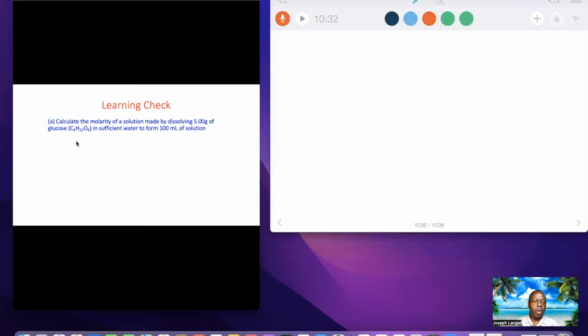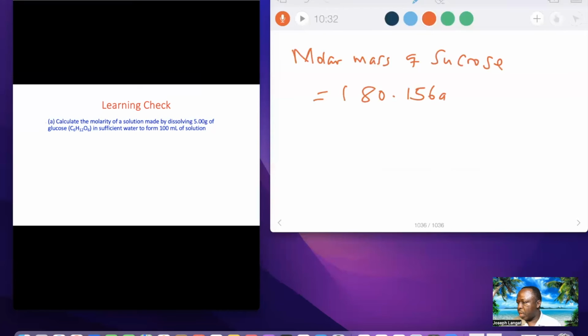Now, you need to find the molar mass of sucrose. Real quick, the molar mass of sucrose is 180.156 grams per mole. Remember, for molar mass we use grams per mole. Insufficient water to make 100 grams.